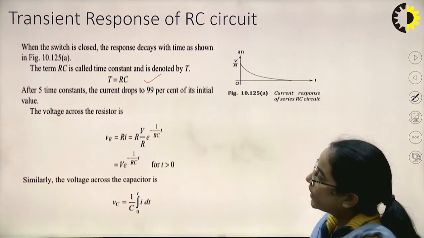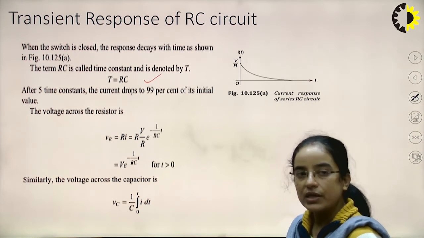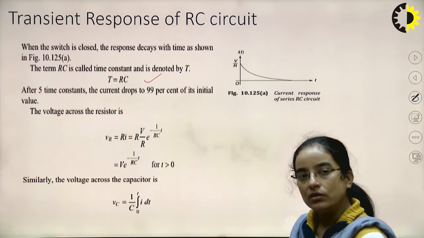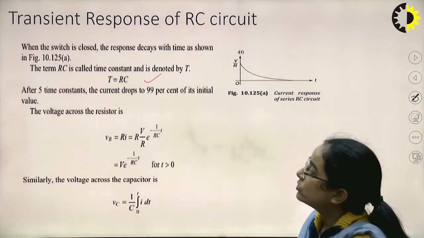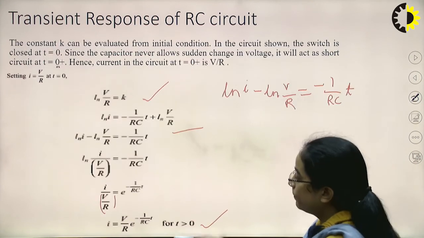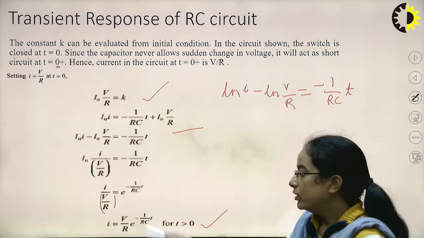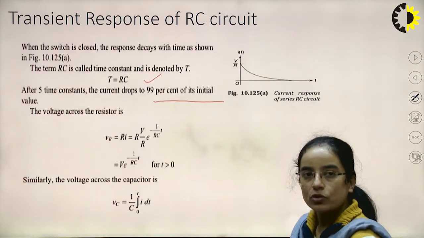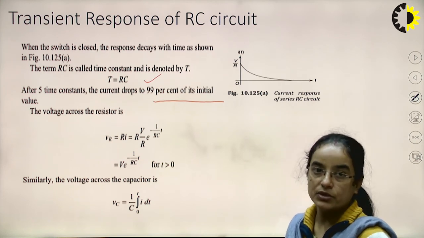Similar to what we discussed in the case of the RL circuit, we are not going into t, 2t, 3t and so on. We are considering 5 time constants. After 5 time constants, the current drops to 99% of its initial value. I is V by R for t equal to 0, and RC is the time constant. So if we take 5 time constants, the current will drop to 99% of its initial value.